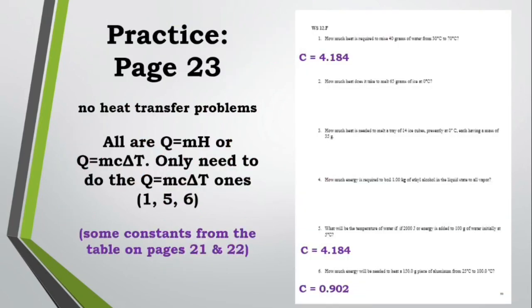If you have time, we'll have a little bit of time in class, then you could start working on some of these Q equals MC delta T problems on that last page of your packet. Those are the only ones I want you to practice because those are the only ones we're really using for calorimetry, which is the whole point of these calculations for us. You will need some C's from page 21 and 22, so I've gone ahead and written those here. If you want to copy them down, that way you won't have to be flipping back and forth.